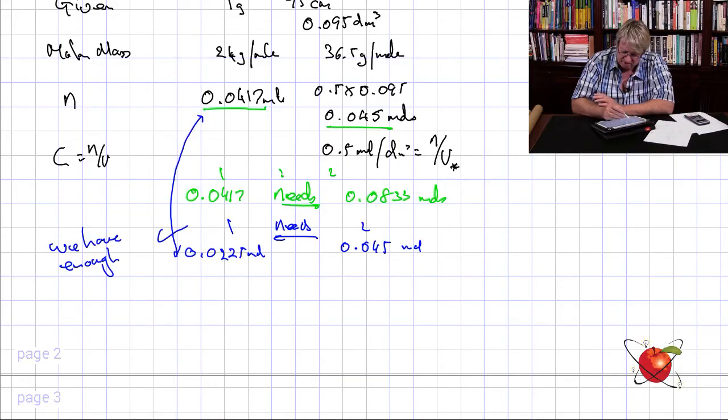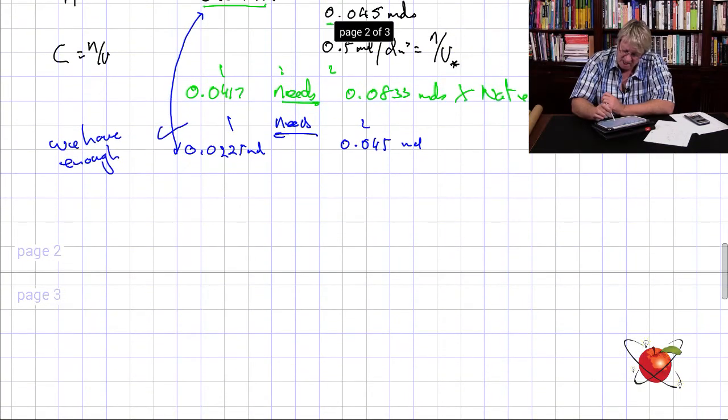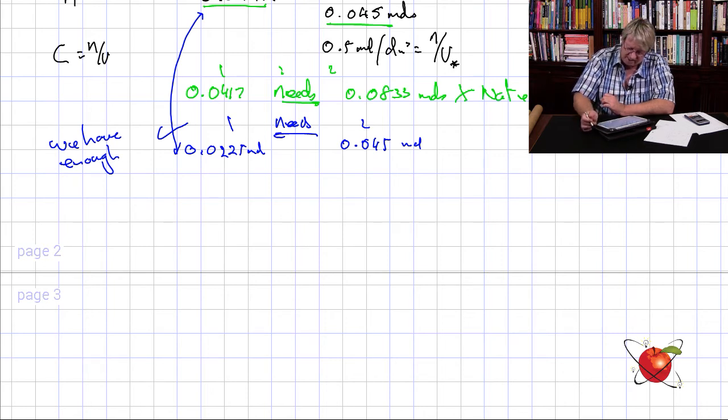Let's have a look at the green side. On the green, 0.0417 moles, right? That's what we've got. I need to react double that, 0.08. I don't have it. I've only got 0.045. So, not enough of the acid. Let me just check, make sure that I've got the acid. Yeah, not enough of the acid there, right? Then we now continue as normal, and I'll just do it just for fun in the blue.